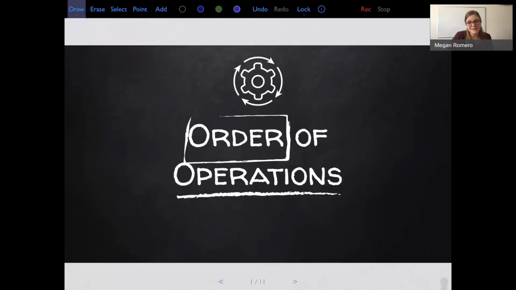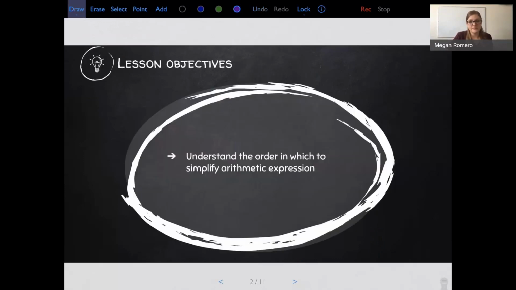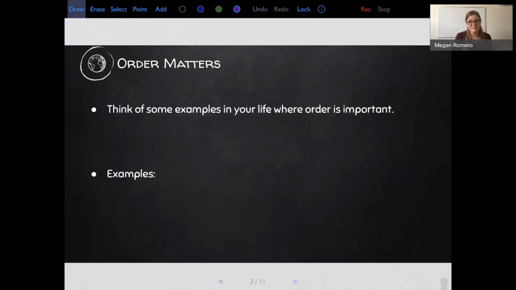In this lesson, we're going to go over order of operations. Specifically, our objective is to understand the order in which to simplify an arithmetic expression. So order matters. Let's diverge from math for a little bit and think of some examples in your life where order is important.